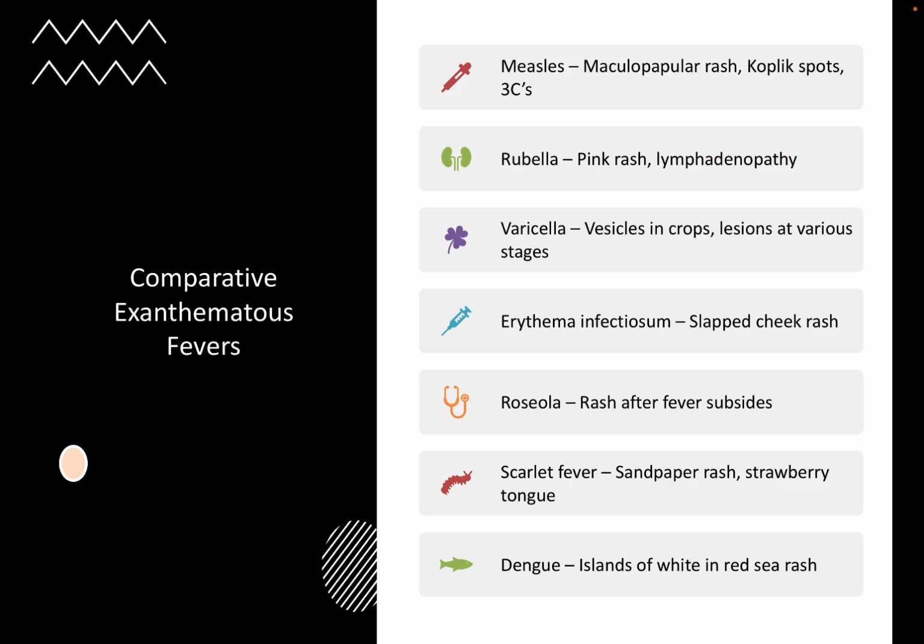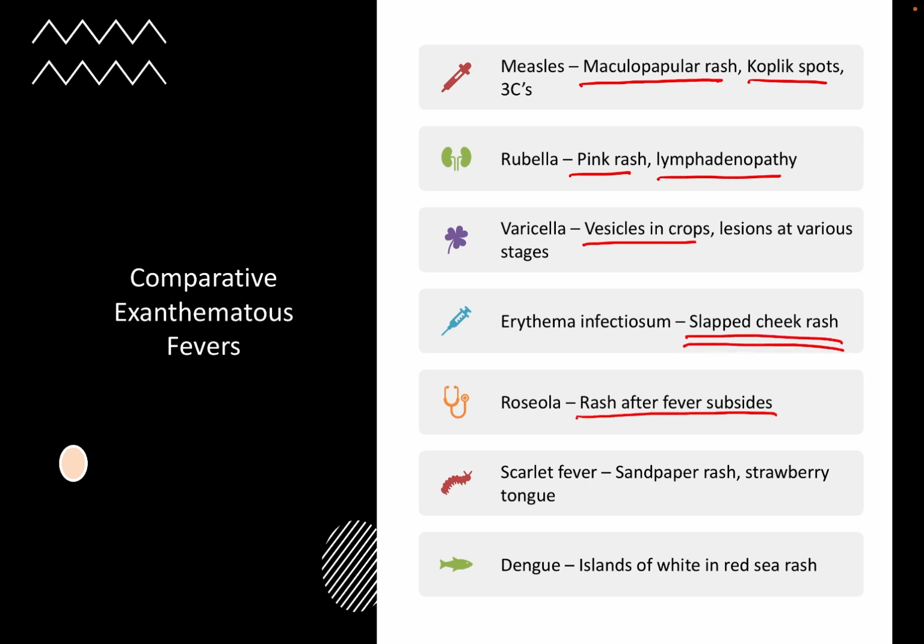Now a comparison with the other types of exanthematous fever. In measles you will find a maculopapular rash and Koplik spot. In rubella, there will be a pink rash with lymphadenopathy. In varicella there will be vesicles in crops and lesions at various stages. And in erythema infectiosum there will be a slapped cheek, also called slapped cheek syndrome.